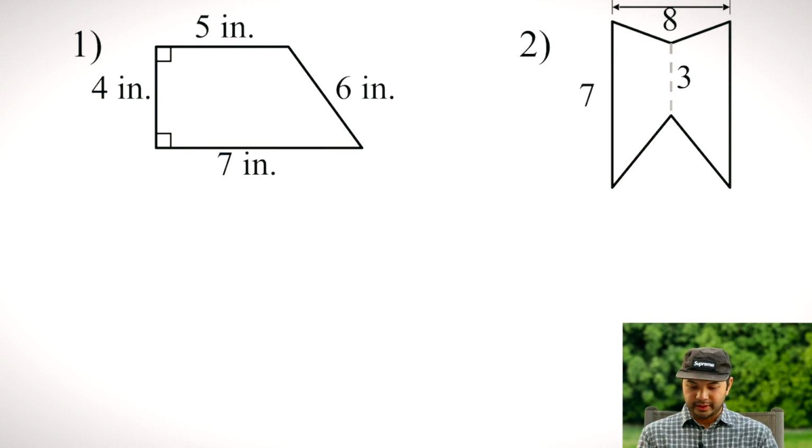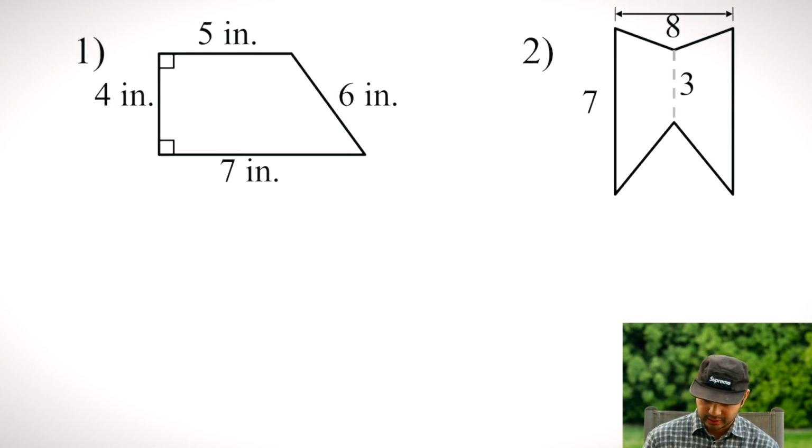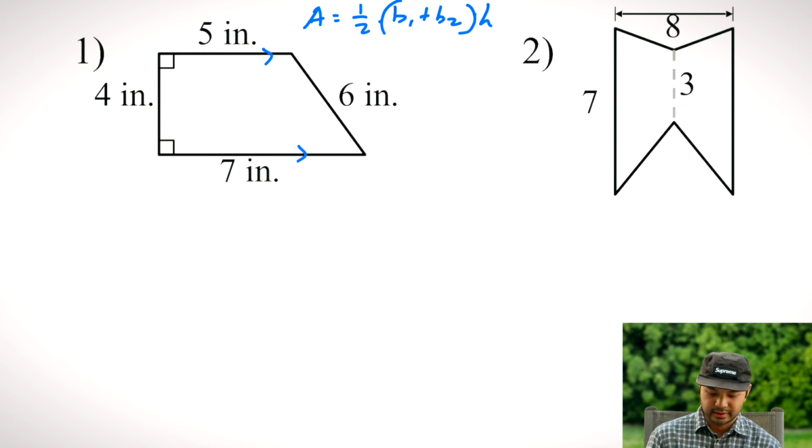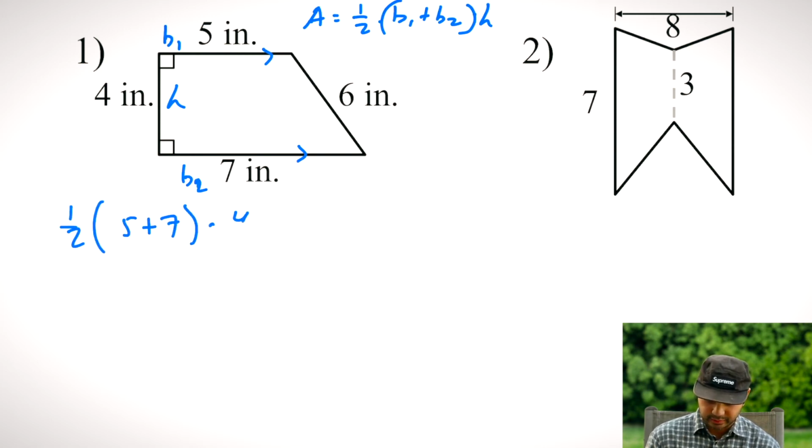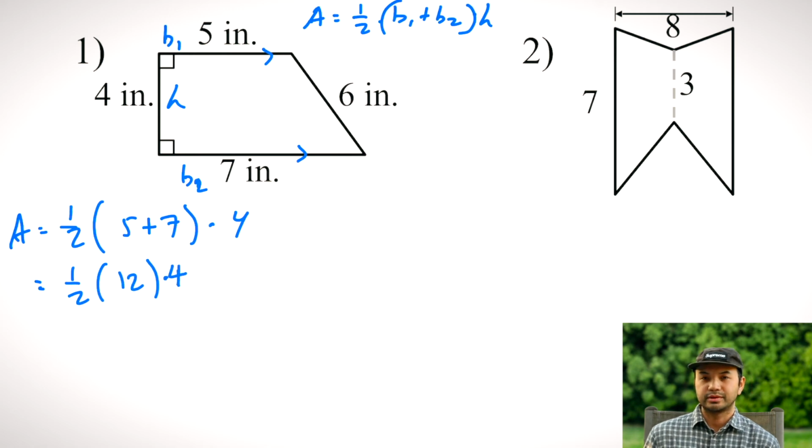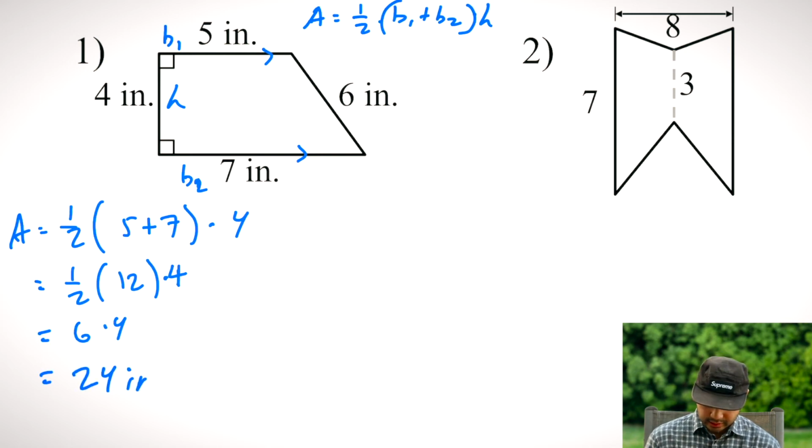All right, so find the area of the figures below. You can pause it here if you want to try it on your own. All right, so this first one, I'm going to write the equation. These are parallel. So this is base 1, this is my base 2, and this is my height. Okay, so 1/2 times 5 plus 7 times 4. That's what my area is going to equal. So 1/2 times 12 times 4. So remember, you have to add the numbers in the parentheses first. You have to add the two bases first before doing anything else. Then we have 6 times 4, and we have 24 square inches.